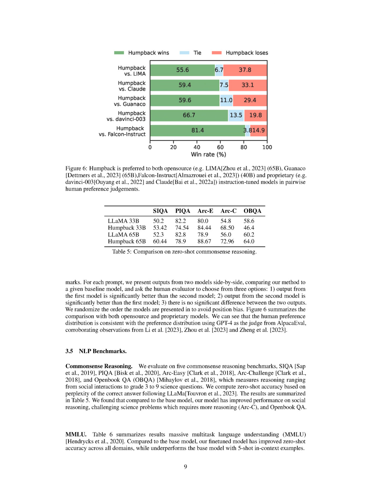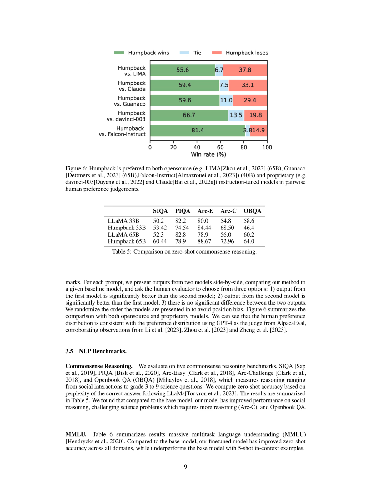To avoid any bias, we randomized the order in which the models were presented. The results of this comparison, which included both open source and proprietary models, showed that the human preference distribution was consistent with the preference distribution when using GPT-4 as the judge. This supports our previous observations.